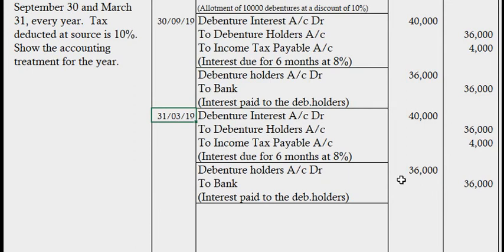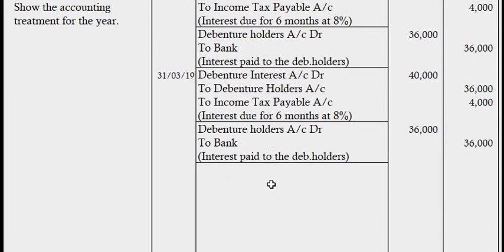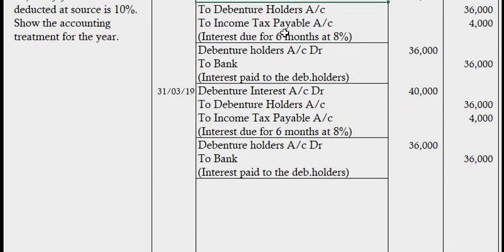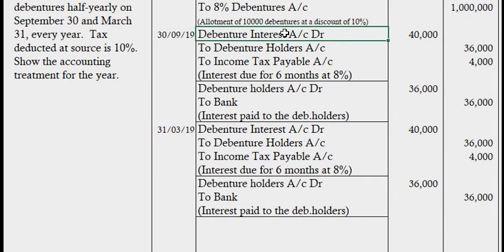As you can see, the debenture interest is paid twice in a year. The same amount will be paid. So that's why I just copied and pasted this case. So it is so simple, as you can see. Then next case. Now we have paid both interests.